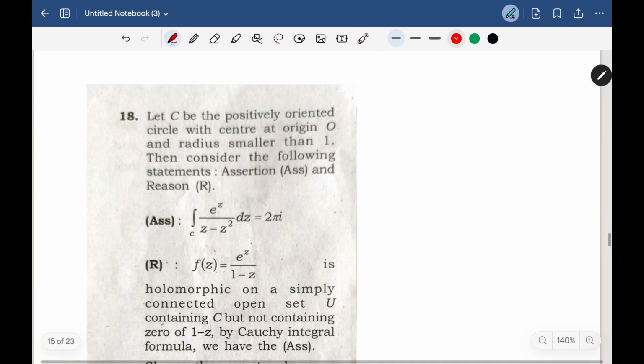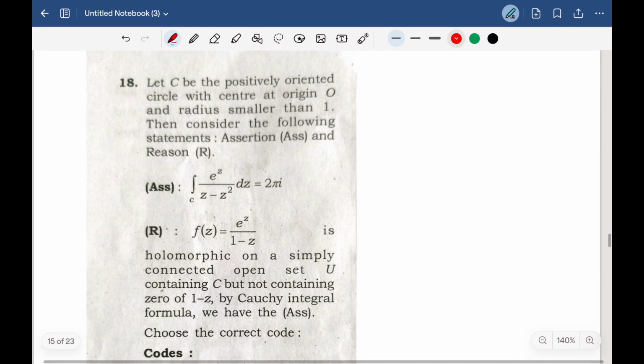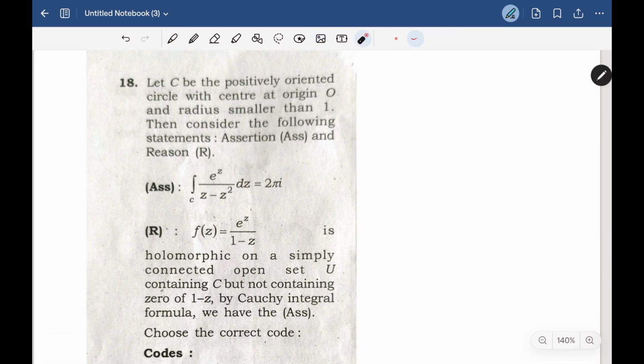So let's see question number 18. The next question is: let C be the positively oriented circle with center at origin O and radius smaller than 1. Then consider the following statement, assertion and the reason. The assertion is that the integral of this equals 2πi, and the reason is f(z) equals this. So let's analyze the question.